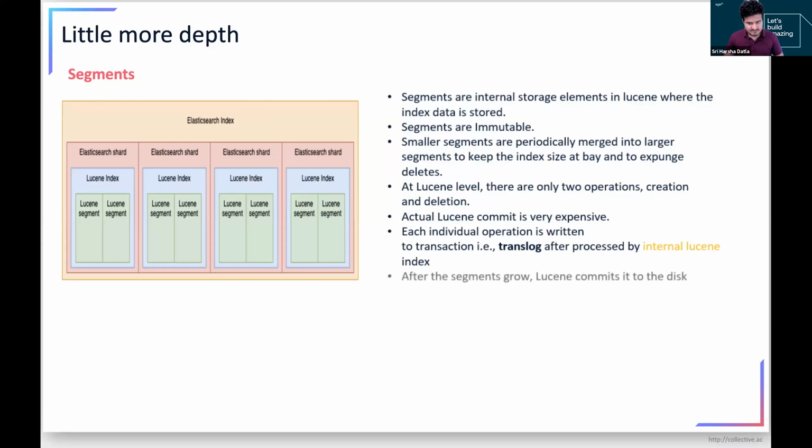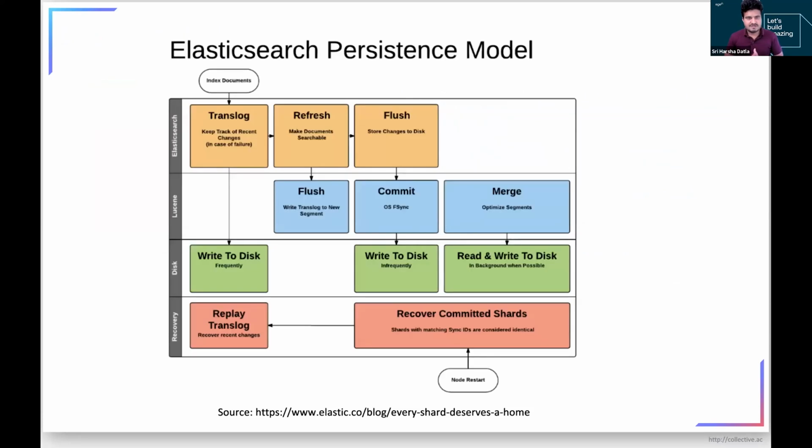Now, this is the Elasticsearch persistence model, where segments go through Lucene commits to disk. I will take some time here to explain it clearly so that it's helpful to understand.